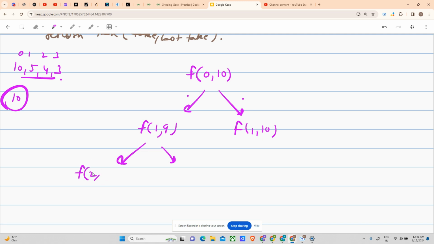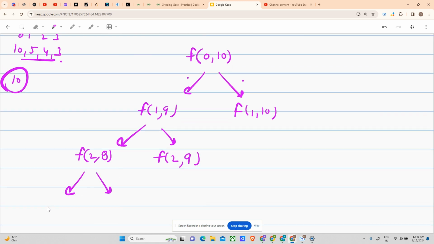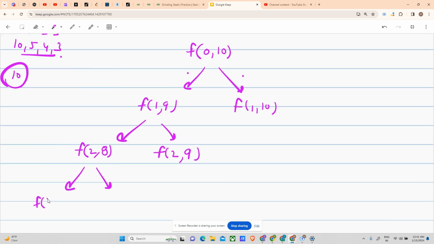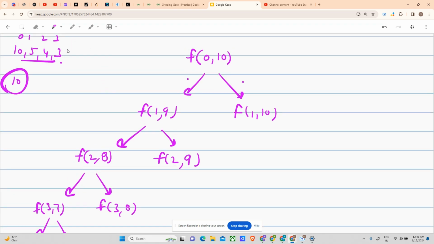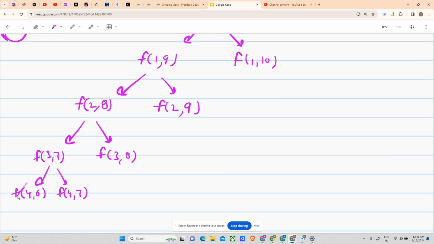If you are taking it, second index move with 8, because 90% of 5 is actually 4.5, but it will get converted to 4 and spending only 1 rupee on it, so 2.8. Another approach is don't buy anything, move with the same money. All right. Now 2.8 will say f of 3.7 or f of 3.8, and then f of 3.7 will say f of 4.6 or f of 4.7. Okay.